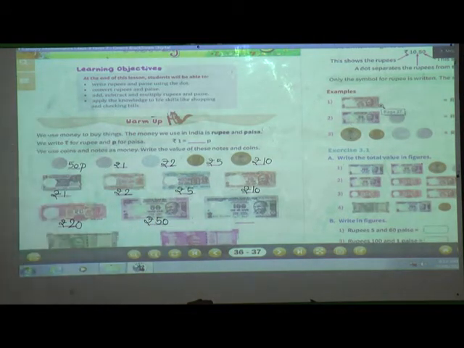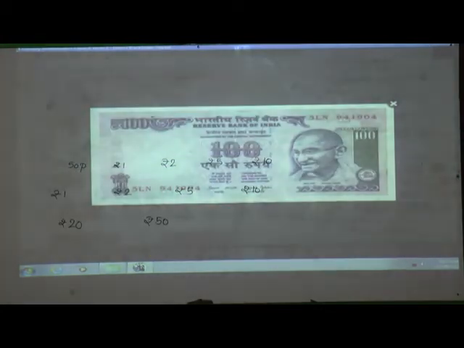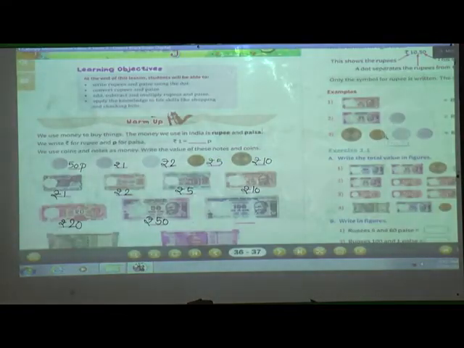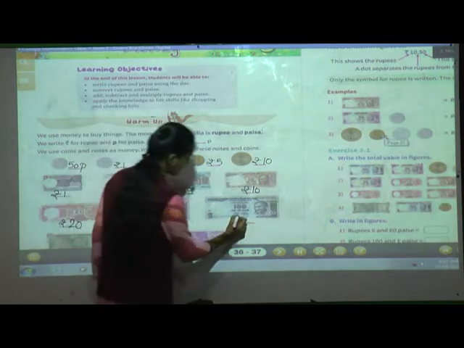Then next currency note. See here, this is the note of, yes, see the number. This is the note of 100 rupees. Okay, so here write rupees 100.